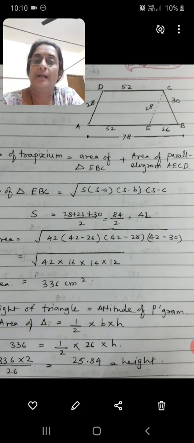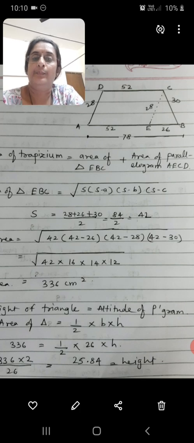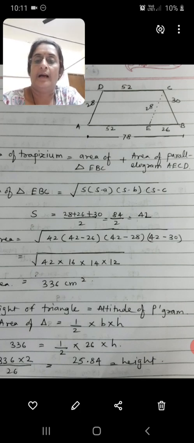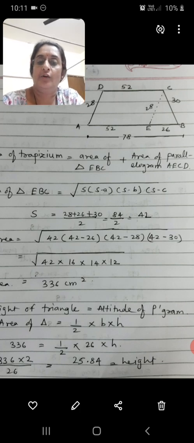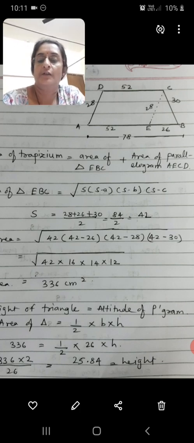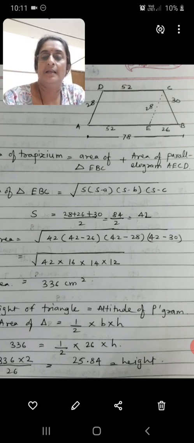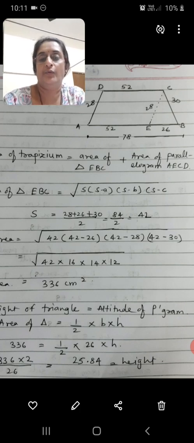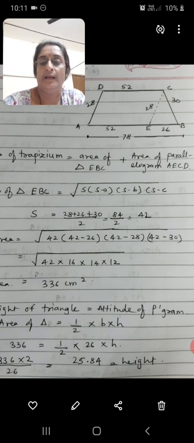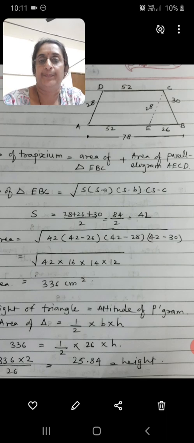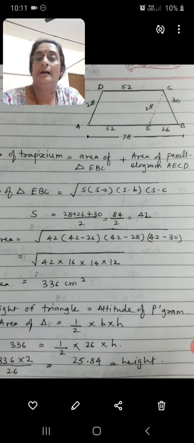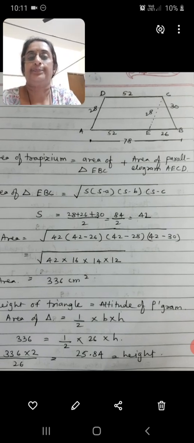Now we know the area of that small triangle. We know the base of the triangle, that is EB. Using that area and base EB, we can find the height of the triangle. The height of the triangle is the altitude of the parallelogram. Area of a triangle is half base into height. So area is 336, base is 26, height we have to find out. So height will be 25.84. That is the height of that parallelogram.